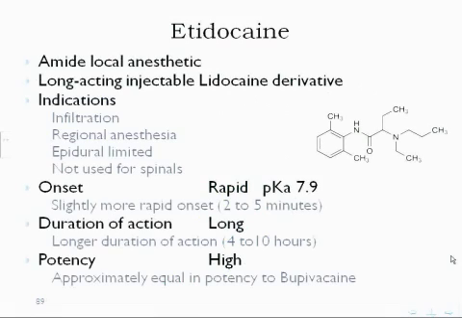Etidocaine is another local anesthetic. It's a long-acting injectable lidocaine derivative, so it looks very similar to lidocaine. It's great for infiltrative, regional anesthesia, and epidural use is very limited, and it's not to be used for spinals because it does cause neurotoxicity. The pKa of it is 7.9, very similar to lidocaine.